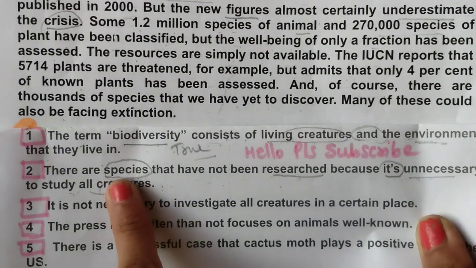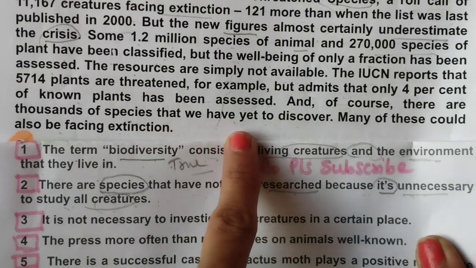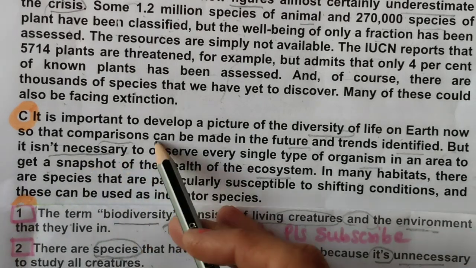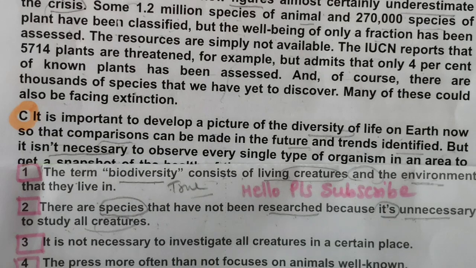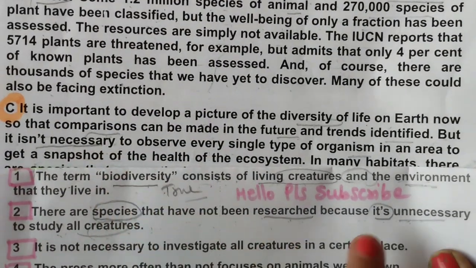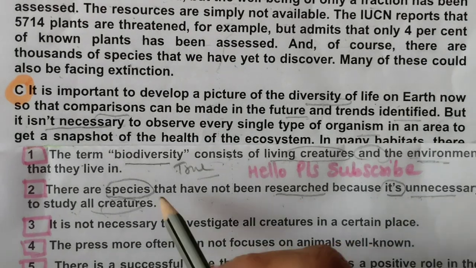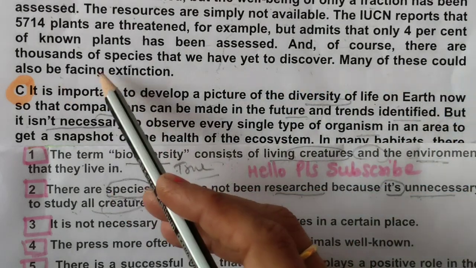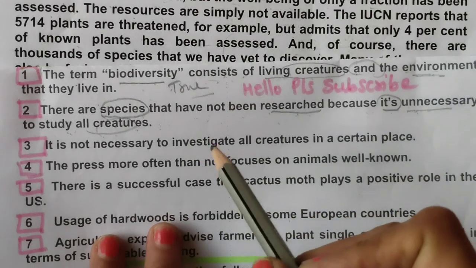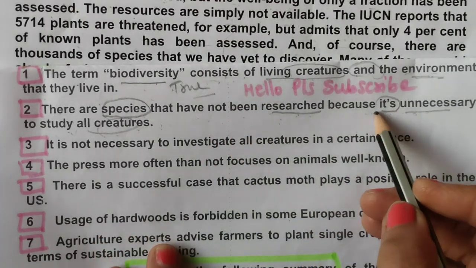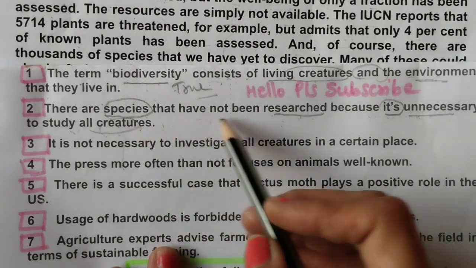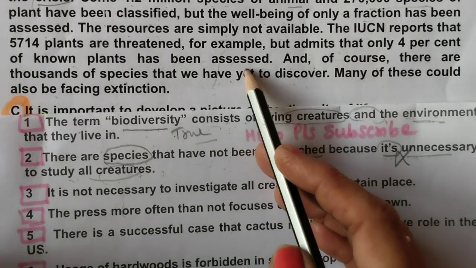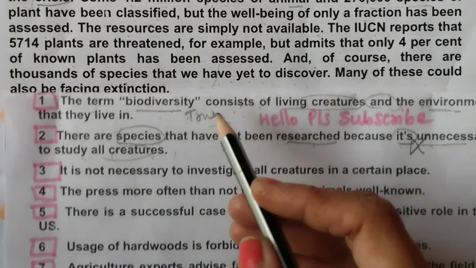So here there are species that have not been researched, we have yet to discover, but it isn't necessary to study all creatures. Here it is given, here it is important to, yes, no, sorry, this is exactly not matching. I am matching word to word, that's why I am confused. So I can say here they are saying, of course there are thousands of species that we have yet to discover. Many of those could be facing extinction. So they are admitting that everything should be researched, but here it is saying it is unnecessary to study all creatures. This is exactly not given, but yes, of course in this paragraph they are saying the importance of studying everything. Okay, so we will just mark it false.